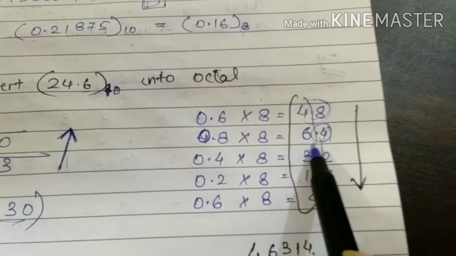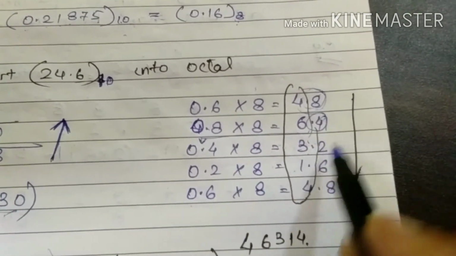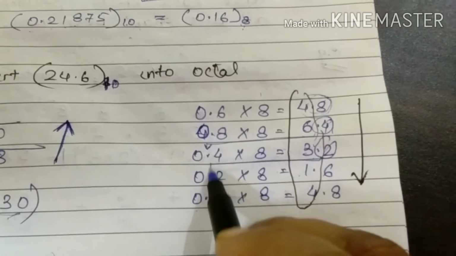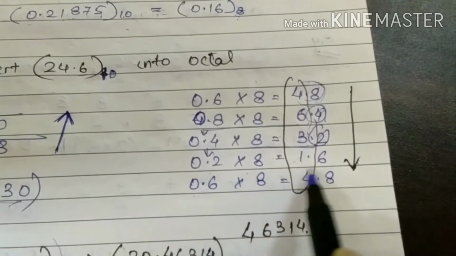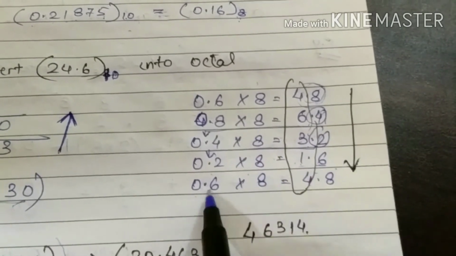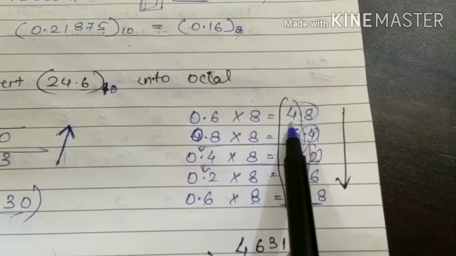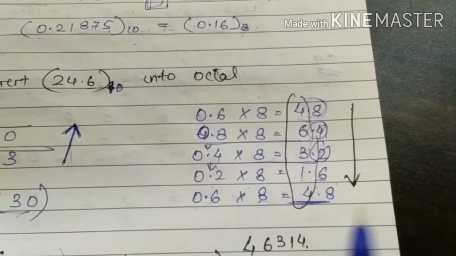Again now bring this 0.4 over here. 0.4 into 8 will give you 3.2. 0.2, again bring it over here. 0.2 into 8, it will give you what? 1.6. 1.6, again 0.6 into 8, this is what? 4.8. See, it started repeating again. Yes, so you can stop over here.